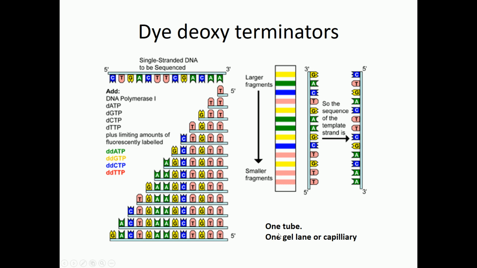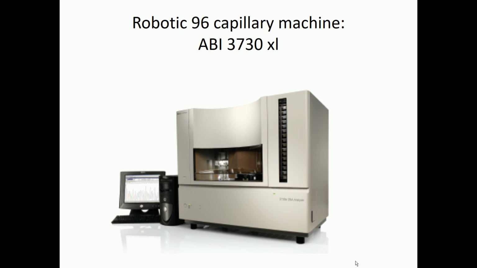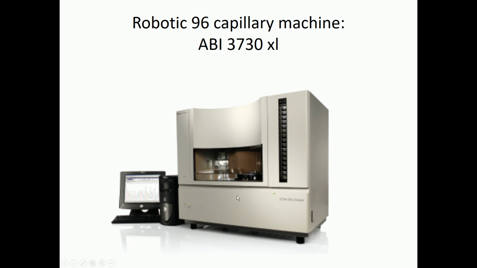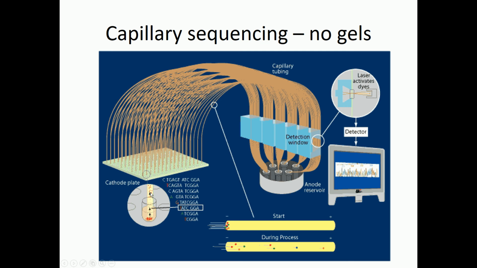Basically all the sample coming from this reaction goes into one gel lane, or what are called capillaries. They are so thin. This is a DNA sequencer machine, and you can see that the computer is attached to these machines, on which you can get this data. The reaction is done in one tube, and through these capillaries, we don't use the conventional gels.